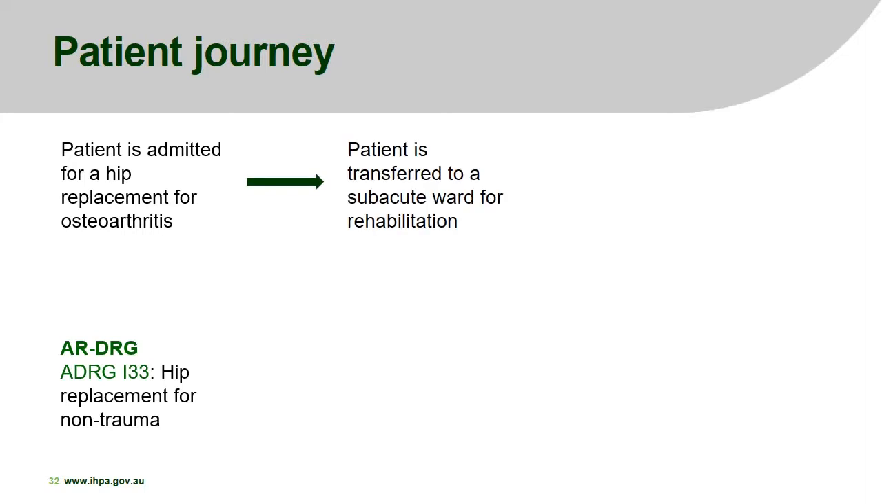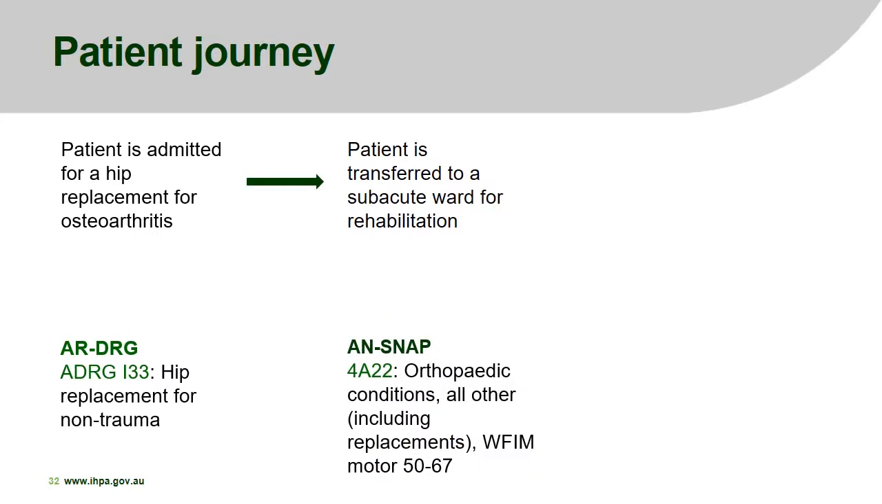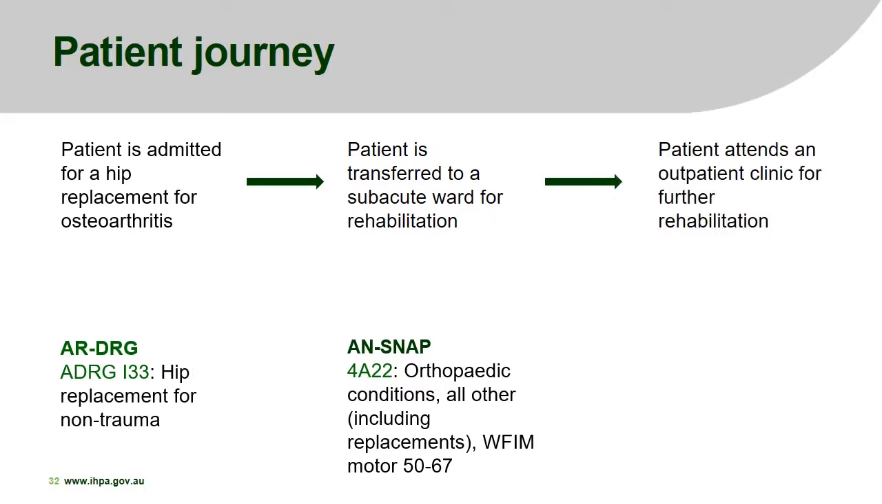Using the appropriate diagnosis codes and the level of functioning determined at the commencement of the episode, this episode of care would be classified to ANSNAP 4A22, orthopaedic conditions, all other, including replacements, weighted FIM motor 50 to 67. Following discharge, the patient attends an outpatient hydrotherapy clinic for further rehab. This service contact or service event will be classed to the Tier 2 Non-Admitted Services Classification class of 4005 for hydrotherapy.